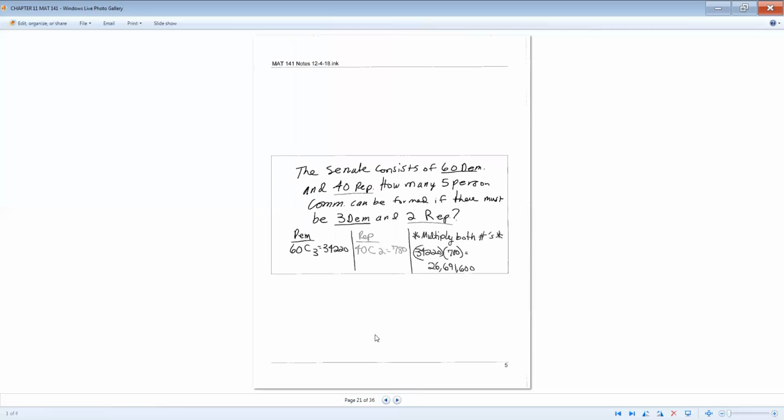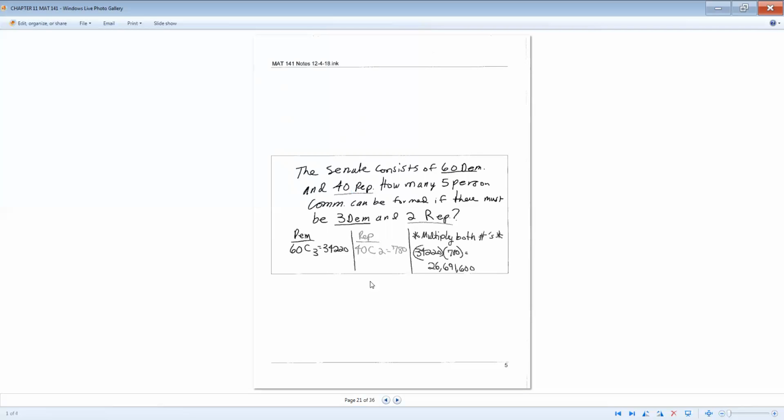All right, one more for this section. A Senate consists of 60 Democrats and 40 Republicans. How many 5-person committees can be formed if there must be 3 Democrats and 2 Republicans? So those 3 Democrats have to come out of the 60 Democrats. The 2 Republicans in the committee have to come out of the 40 Republicans in the Senate. So you can't do 40 plus 60, which is 100, and do 3 coming out of 100. No, those 3 Democrats cannot come out of the 40 Republicans. They can only come out of the 60 Democrats.